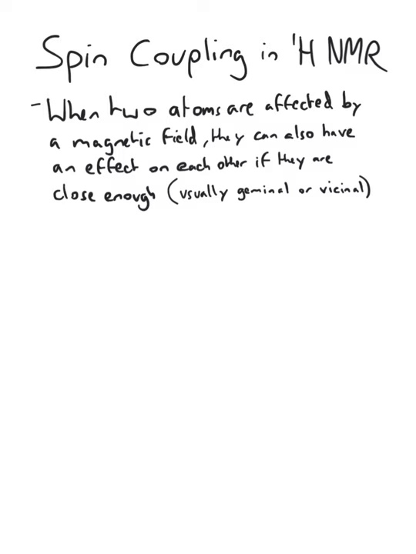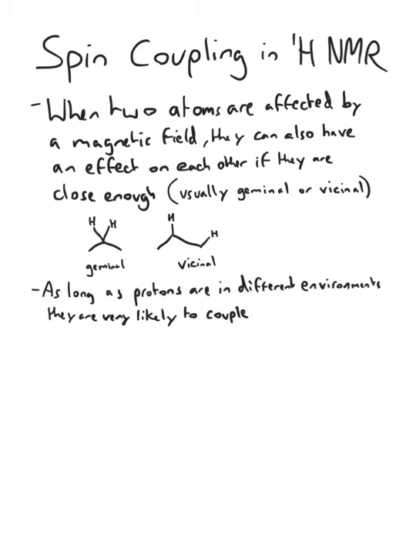This video is on spin coupling in proton NMR. When two atoms are affected by a magnetic field, they can also have an effect on each other if they are close enough. With respect to protons, this means if they are geminal or vicinal. As long as the protons are in two different chemical environments, they are very likely to couple with each other.